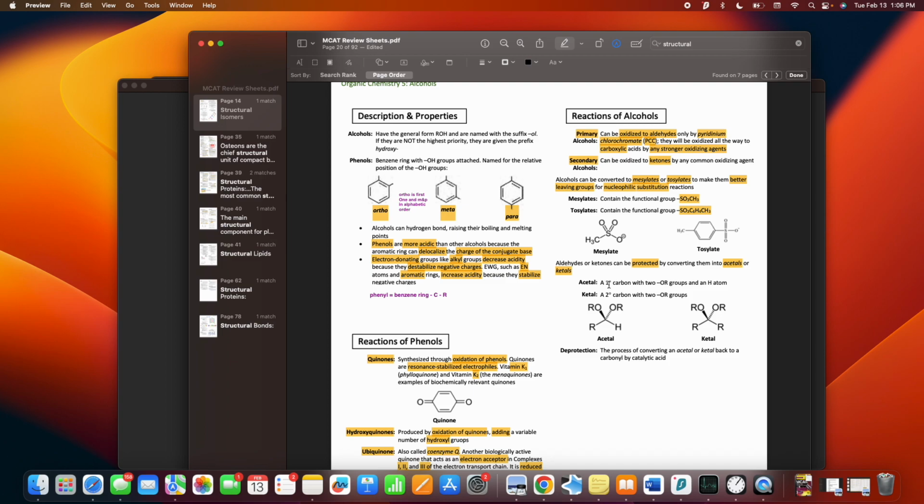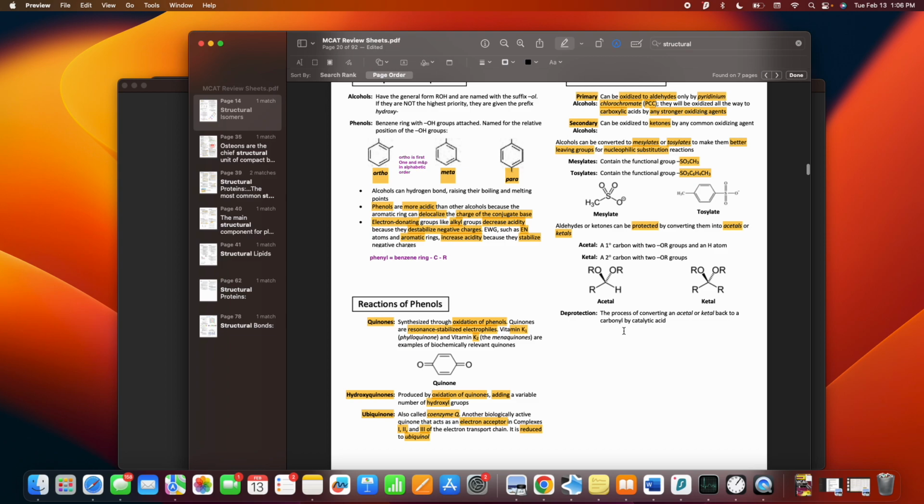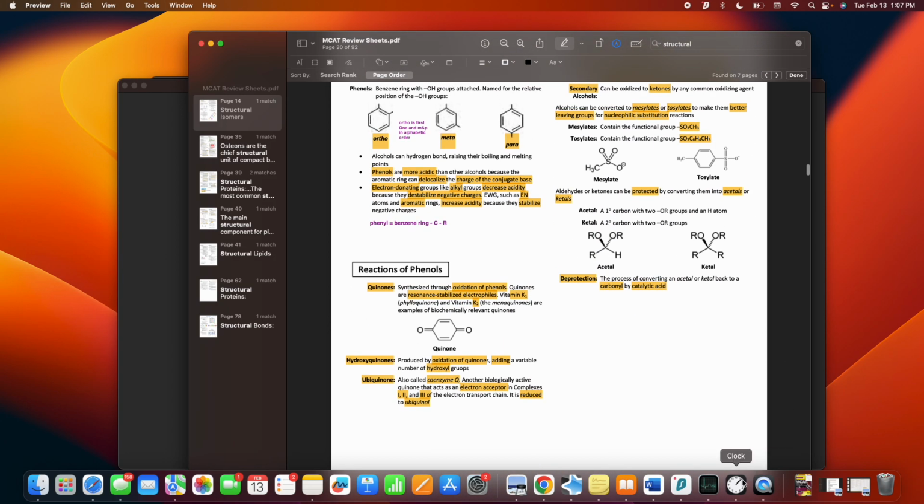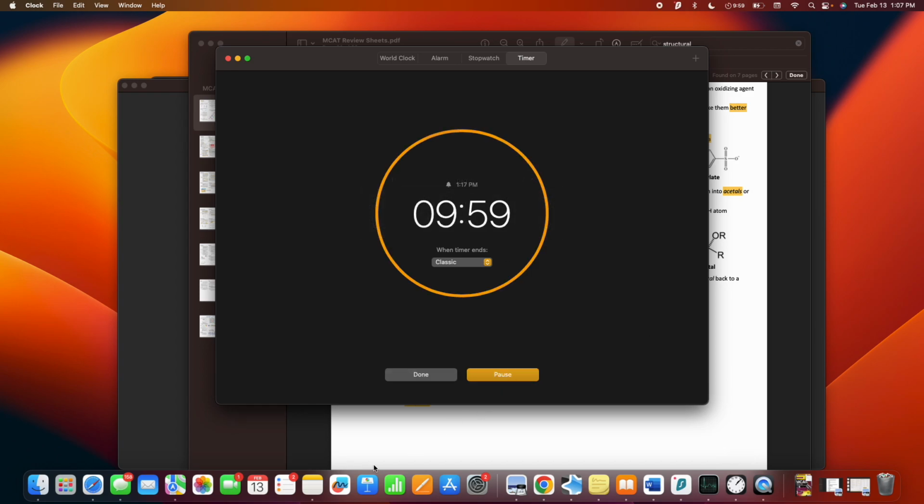An acetal is a carbon with two OR groups and a hydrogen atom. A ketal is a carbon with two OR groups and no hydrogen. Deprotection is the process of converting an acetal or ketal back to a carbonyl by catalytic acid. Okay, we can come back to all of these. These need way further studying, right? So we go to the next.